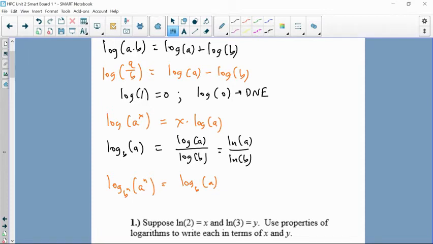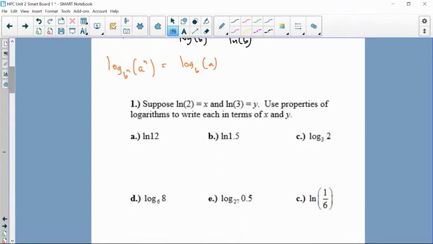So how do we usually see these? And you probably saw these last year. You're not really solving for logs. You're just kind of manipulating them using the properties. So a very classic kind of problem is something like this, where you are trying to express things in terms of, like, in this case, x and y.